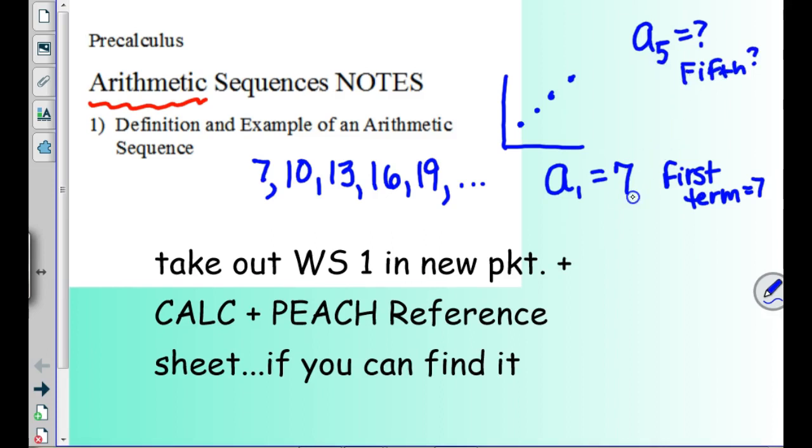Everybody good with that notation? What that means now, the little subscript is a lower, instead of an exponent, it's a subscript. All right. Go ahead.